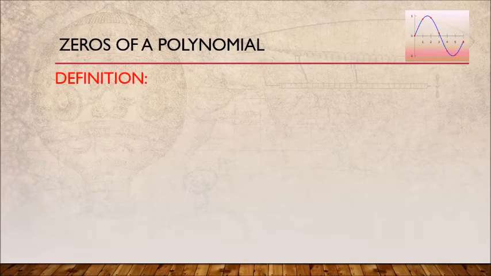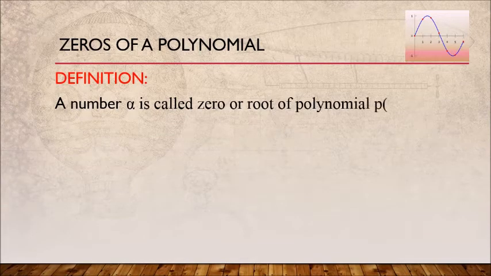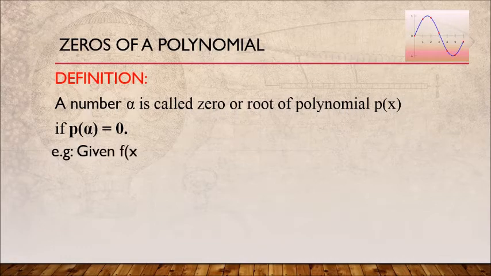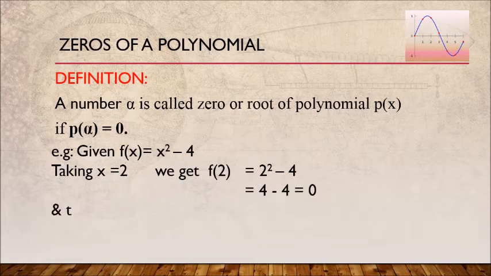Now let's start with the definition of zeros of a polynomial. A number alpha is called a zero or the root of the polynomial p of x if p of alpha equals 0. That means in the given polynomial, if you put the value of the variable as alpha and you get the answer 0, then that alpha becomes the zero of the polynomial. Let's take the example. f of x equals x square minus 4. Now put x equal to 2. So what do we get? f of 2 equals 2 square minus 4. So 4 minus 4 is 0.